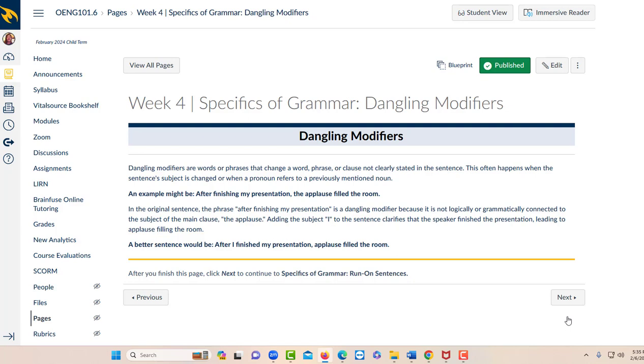Adding the subject I to the sentence clarifies that the speaker finished the presentation, leading to applause filling the room. So a better sentence would be, after I finished my presentation, applause filled the room.